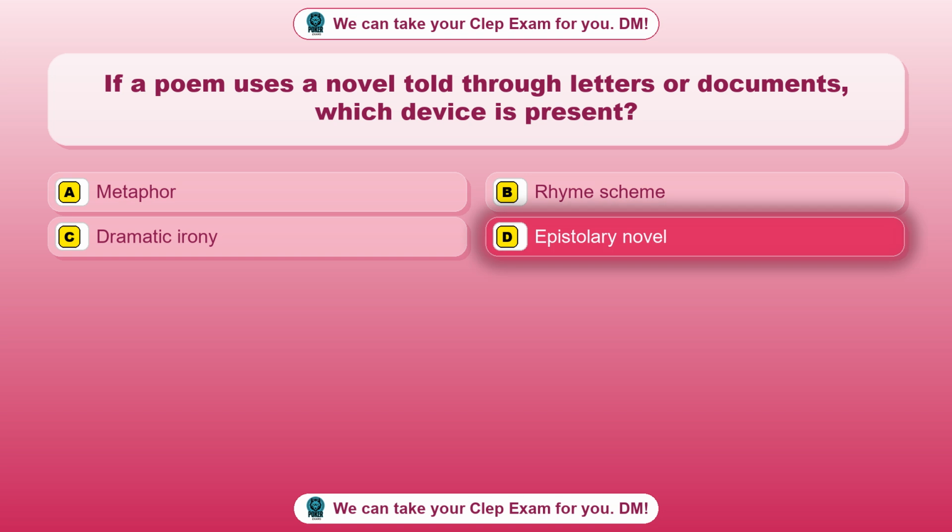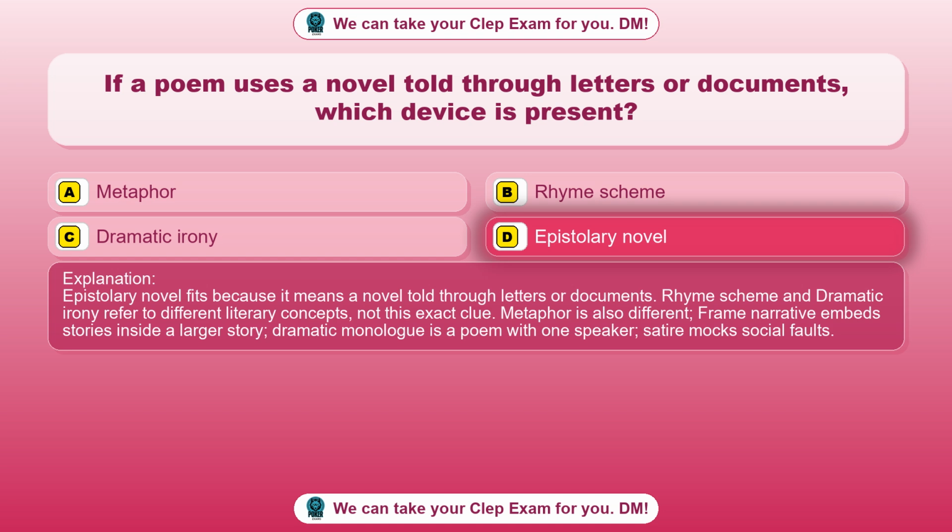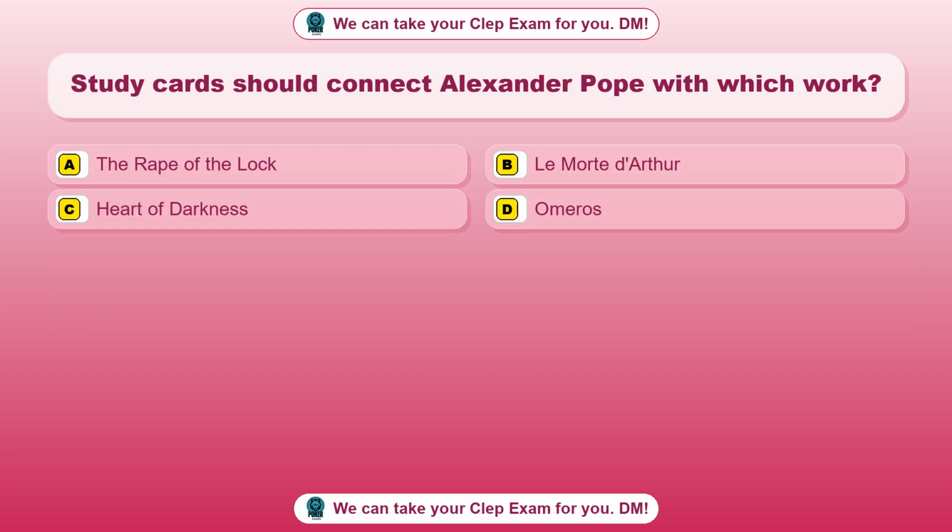Epistolary novel fits because it means a novel told through letters or documents. Rhyme scheme and dramatic irony refer to different literary concepts, not this exact clue. Metaphor is also different. Frame narrative embeds stories inside a larger story. Dramatic monologue is a poem with one speaker. Satire mocks social faults.